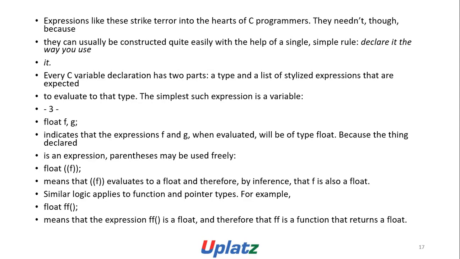Expressions like this strike terror into the hearts of C programmers. They need not, because they can usually be constructed quite easily with the help of a simple rule: declare it the way you use it. Every C variable declaration has 2 parts: a type and a list of stylized expressions that are expected to evaluate to the type. The simplest such expression is a variable name. float f, g; indicates that the expressions f and g when evaluated will be of the type float, because the thing declared is an expression.